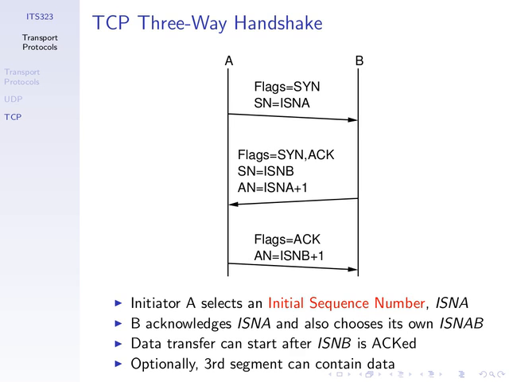And finally, A acknowledges B's chosen initial sequence number. So at the end of these three messages being exchanged, A and B know each other's initial sequence numbers, and importantly, they know that the other has agreed upon using these numbers. That's the purpose of the connection setup here, to synchronize sequence numbers. Then we start sending data.